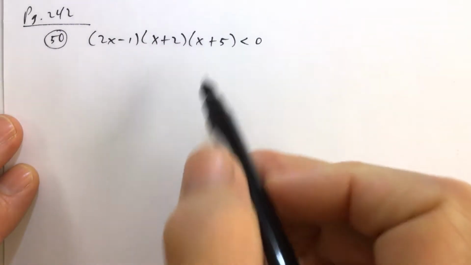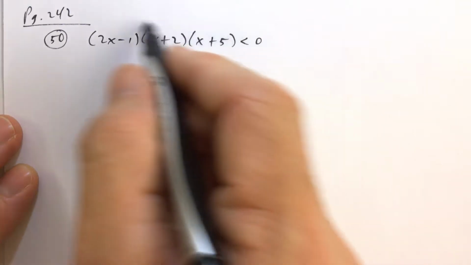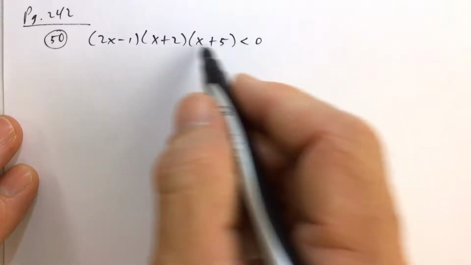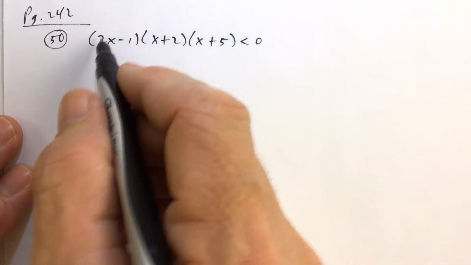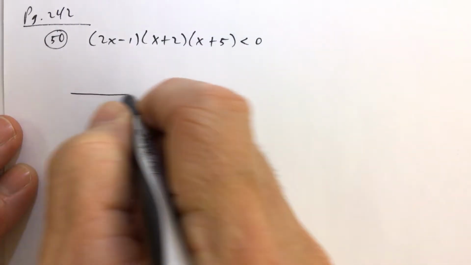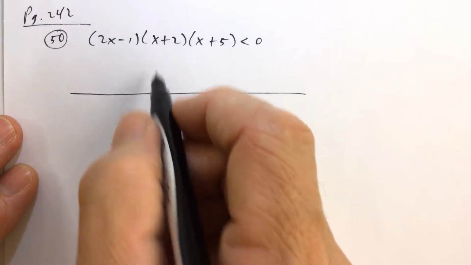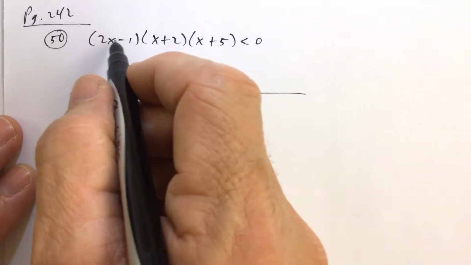Solving problem number 50, we have to figure out what real numbers we could replace x with so that the left side of this expression here would be less than 0. So we have to find real numbers that would make this statement true. The only way we're going to be able to do that really is to figure out what are the zeros of the left side. So what x value makes this first factor 0?